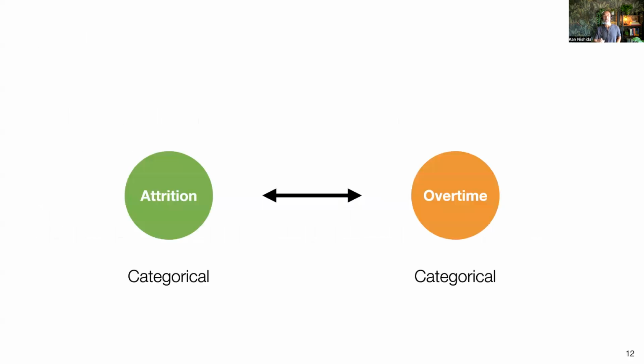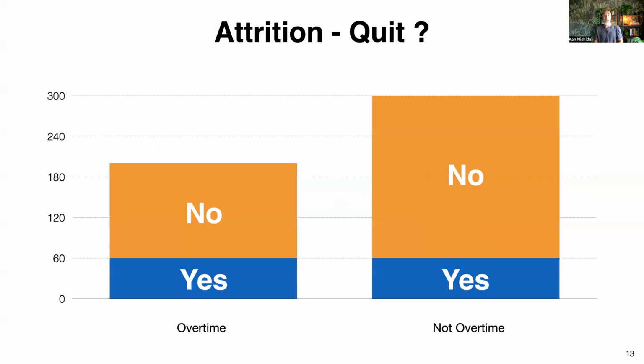Today I'm going to use this example, attrition and overtime, these two categorical variables. Are they related to each other, or depending on each other? Is there any relationship between these two? So I created a chart: left-hand side, the people who work overtime, right-hand side, people who don't work overtime. The yes or no means the people who have left the company or not, that's the attrition. The blue means the people who have left, and the orange means people who haven't left.